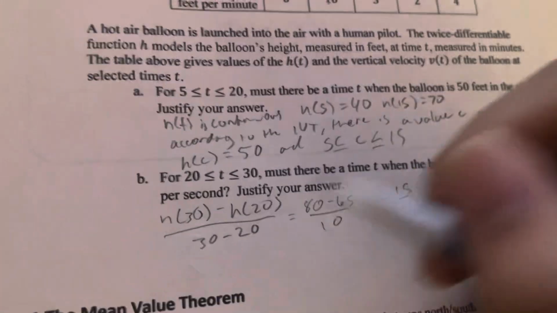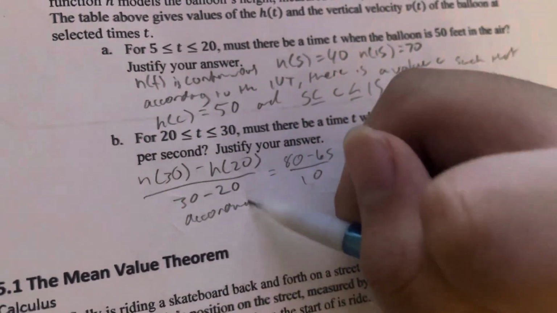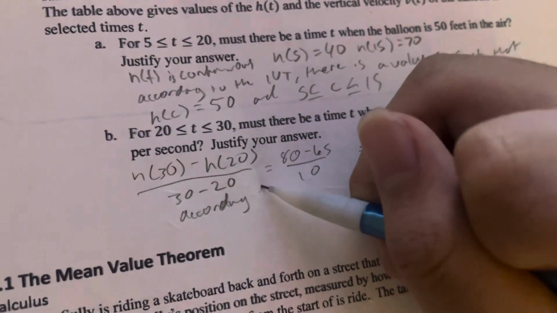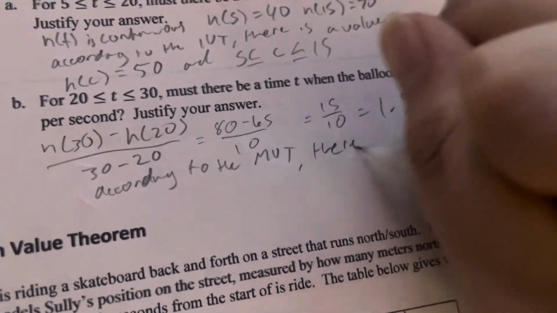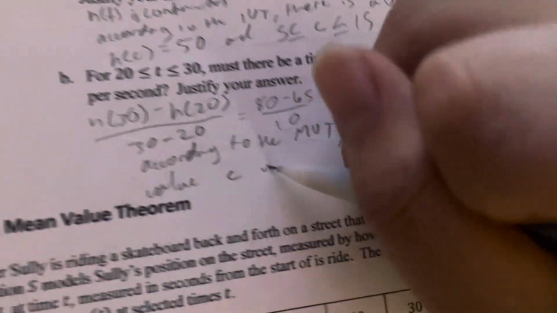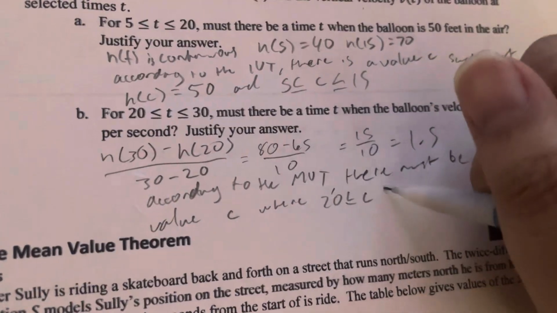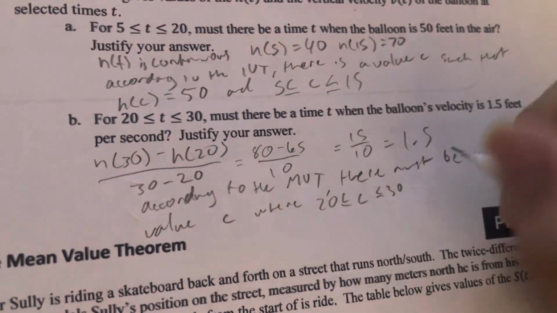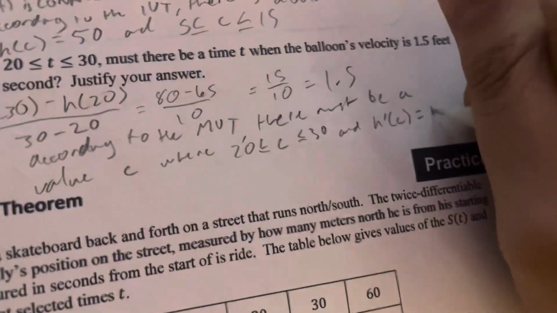Now that we have our proof, we can justify it by saying, according to the MVT, there must be a value c where 20 is less than c is less than or equal to 30, and h prime of c equals 1.5.